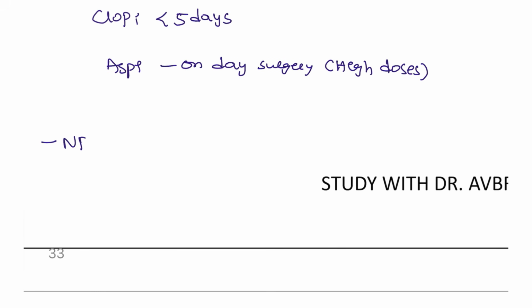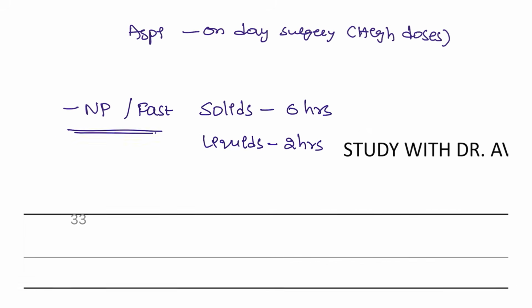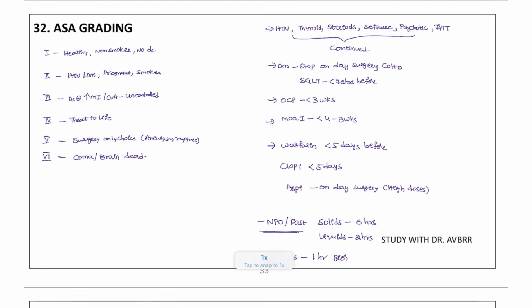Next, nothing per oral, the patient has to be on fasting. The gap should be at least 6 hours for solids, and for liquids it is at least 2 hours. And antibiotics are given 1 hour prior to incision. 1 hour prior to incision that we have to give.